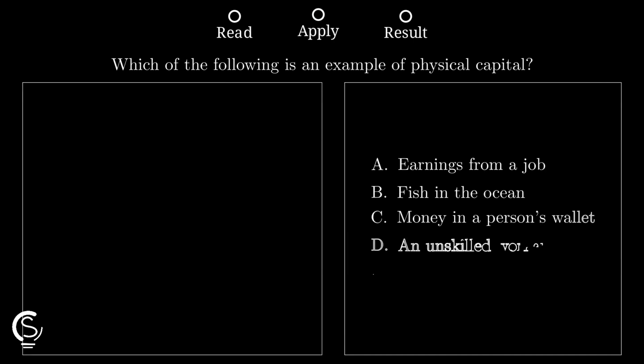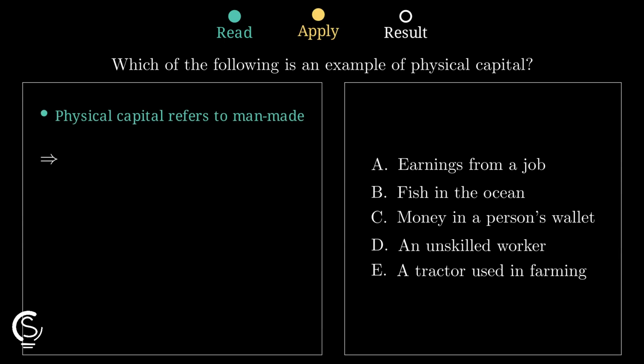Physical capital means man-made resources used in production, not income, not natural resources, and not workers. So start by asking which choice is a created tool businesses use. A tractor used in farming fits perfectly because it is manufactured and helps produce crops, which makes it a classic example of physical capital. So option E jumps out.